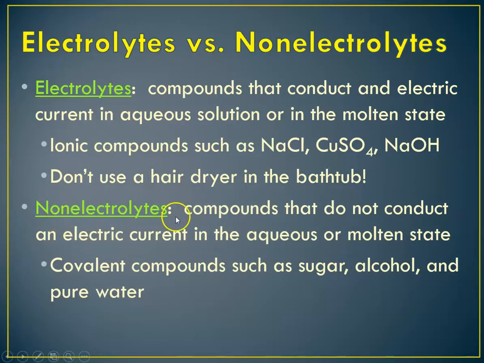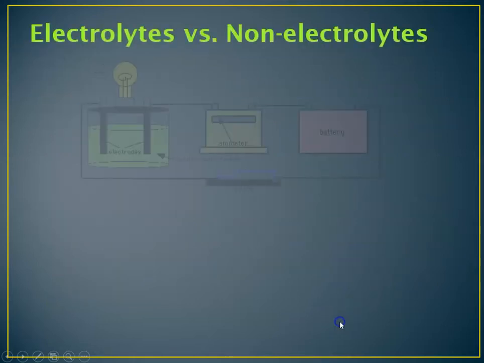Whereas non-electrolytes are compounds that do not conduct an electric current in the aqueous or molten state. Typically those are covalent compounds. Things that are molecular are covalently bonded. They don't dissociate when you put them into water, and so they don't have any ions to conduct electricity.